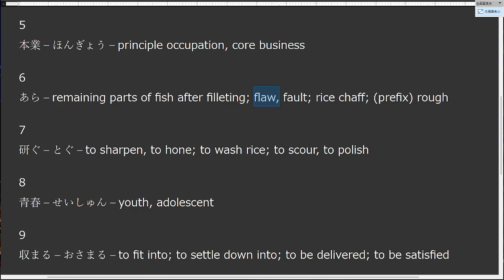Ara is rough, or the flaws or faults of some specifically food thing that you're making, but specifically the bad parts of a fish after filleting, or the chaff of rice. Ara is rice chaff, the unused parts of a fish after filleting, flawed or rough. Ara desu.